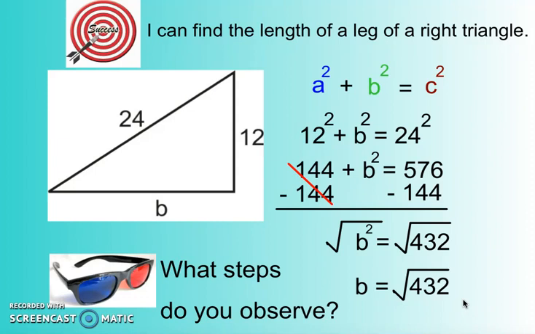Well, the first step that I notice is that the leg that we know was squared, so 12 squared is 144, and then also the hypotenuse over here was squared. 24 squared is 576. And then we just plug those numbers into the Pythagorean theorem. So 144 plus b squared, because we don't know what that is, equals 576. What's the second step?